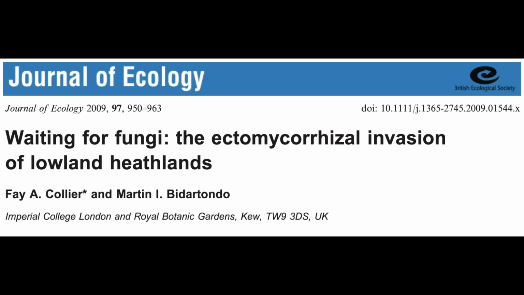So this famous paper from Collier and Bidartondo from 2009 called Waiting for Fungi. Well, here we had waiting for hosts. So we had these fungi waiting for their host to arrive so they can co-invade the Nothofagus stands. And we also found Nothofagus doing well in the pine stands and actually associating with their own native symbionts that were in the pine-invaded stands also. So those were two unexpected but very interesting results we got.